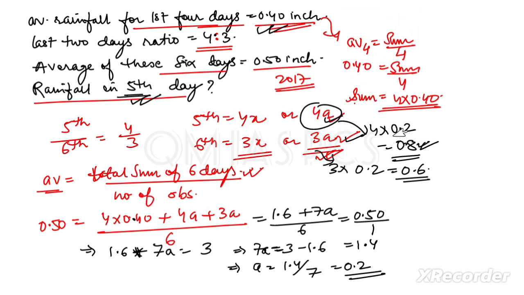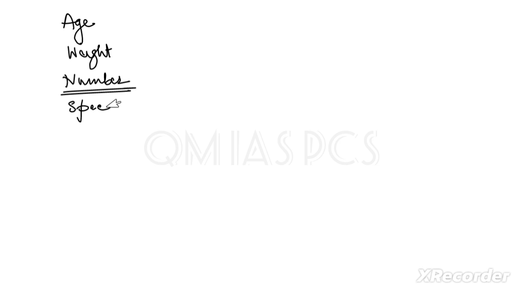Clear? Any confusion? Okay, see, if you solve the average questions, there are many topics in this average. Topics like questions from age, questions from weight. Anything can be given. Questions from number system, I will give you an example about the number system. Questions from speed, time and distance. Speed and distance, I can write here.